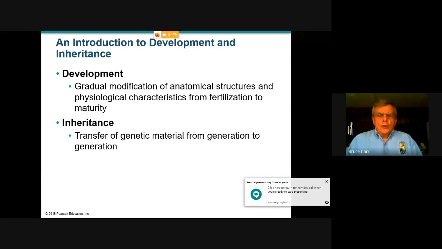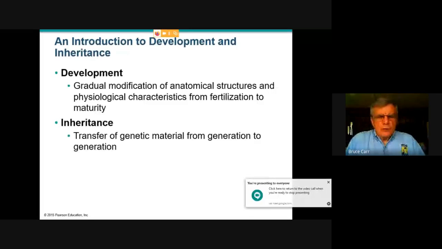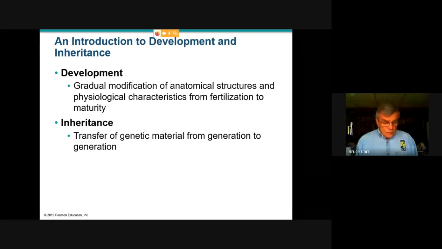And here we go. The outcome of fertilization, of reproduction. The terms development and inheritance are kind of familiar words to us, but what do we really mean in biology, in A&P, when we talk about development and inheritance? Development here: the gradual modification of anatomical structures and physiological characteristics from fertilization to maturity.